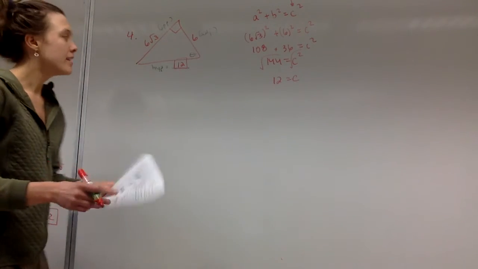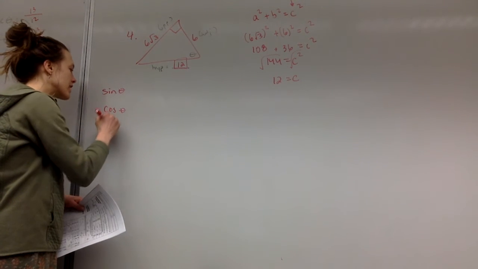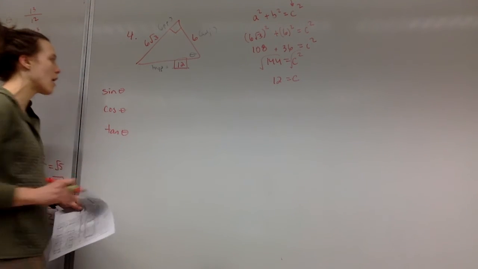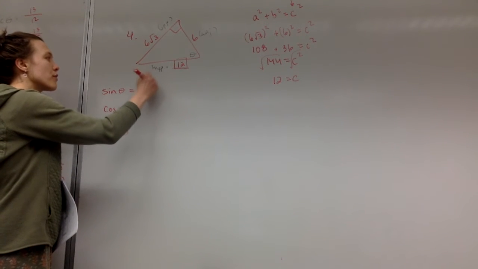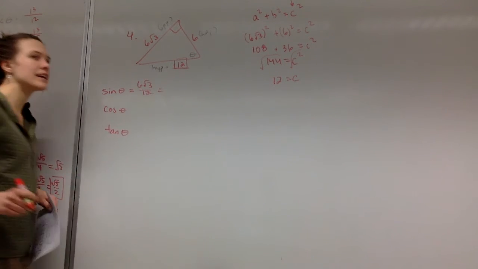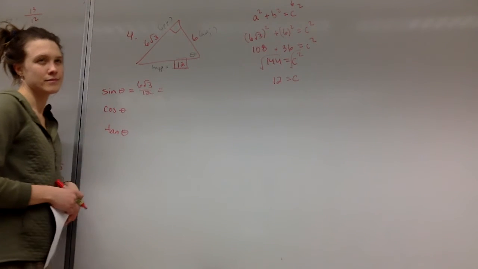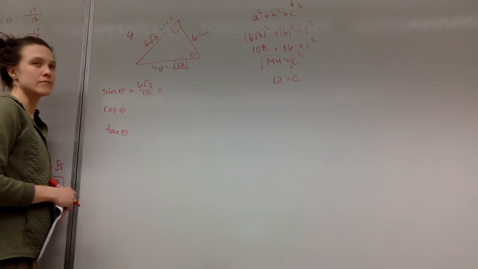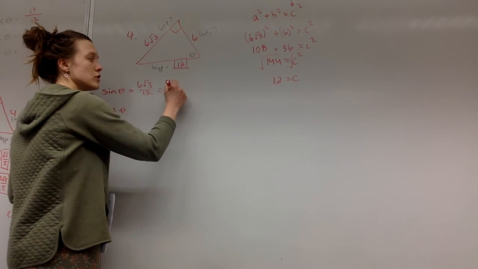So Hunter is jumping ahead to our ratios here. So sine is opposite over hypotenuse. So we've got 6 radical 3 over 12. How can I simplify that? That would be a half. So radical 3 over 2. Nice.